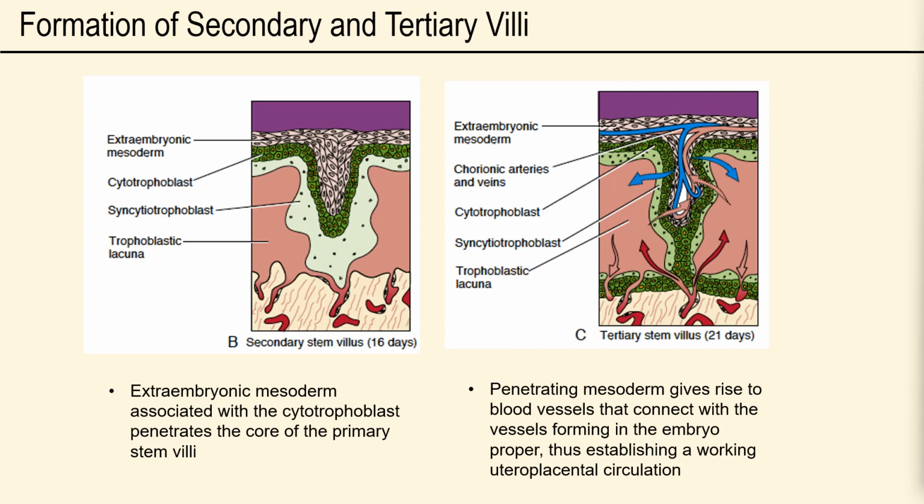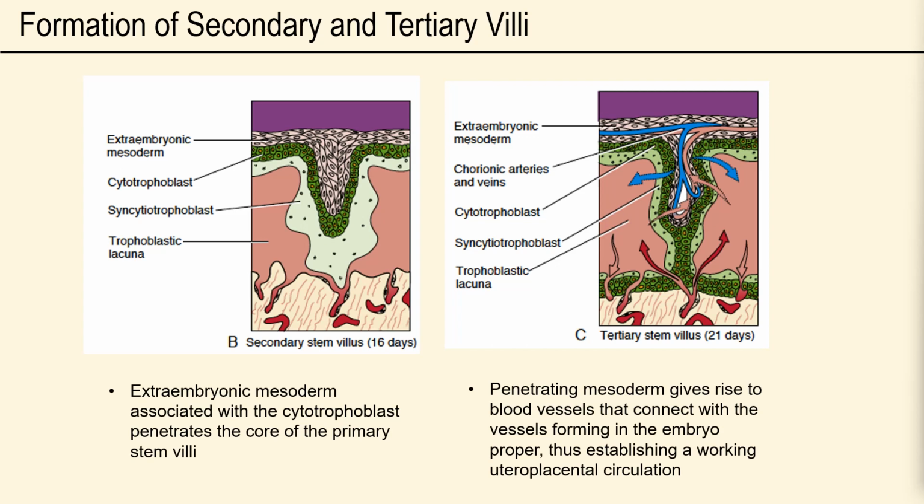As these secondary villi develop further, the extraembryonic mesoderm gives rise to blood vessels, which will connect to the embryo proper. These blood vessels will allow for exchange of gases and nutrients and metabolites, all of the things we looked at towards the beginning of the lecture. Once these vessels develop, the tertiary villi are formed, and we have a working uteroplacental circulation.